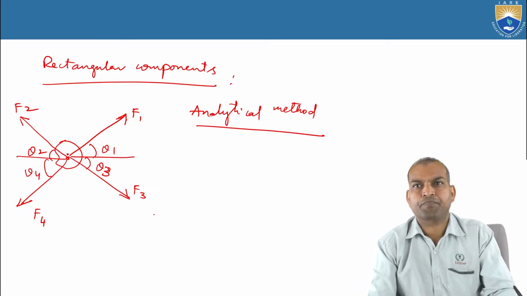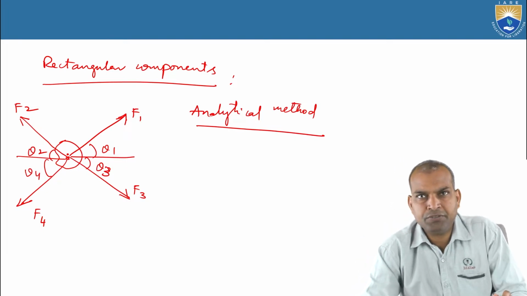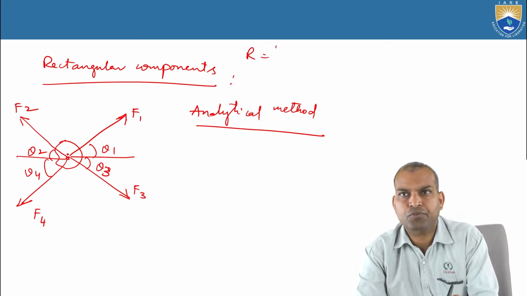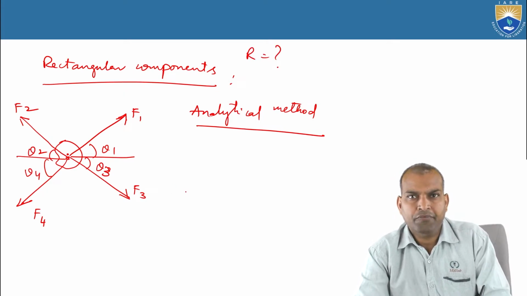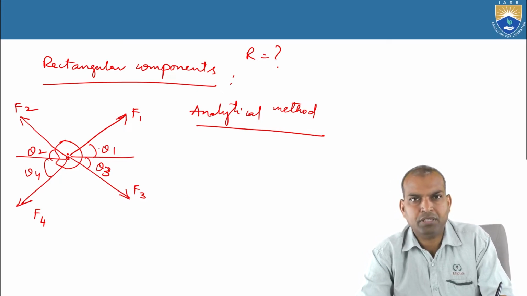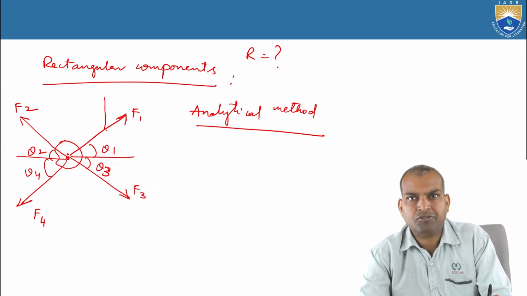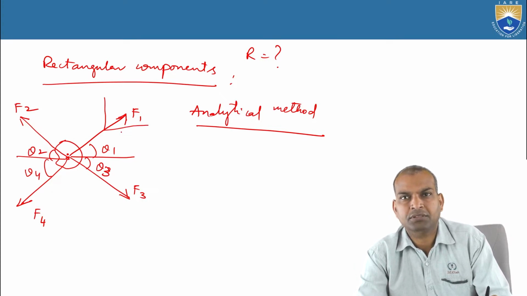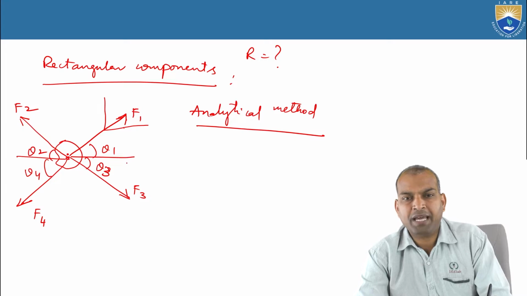Analytical method. How to find out the resultant force by using the analytical method? That's what resultant forces are. First, we have to divide all these forces F1, F2, F3 and F4 into rectangular components. The method is to draw a perpendicular vertical line and a horizontal line. This horizontal line is parallel to the x-axis, and the vertical line is parallel to the y-axis.